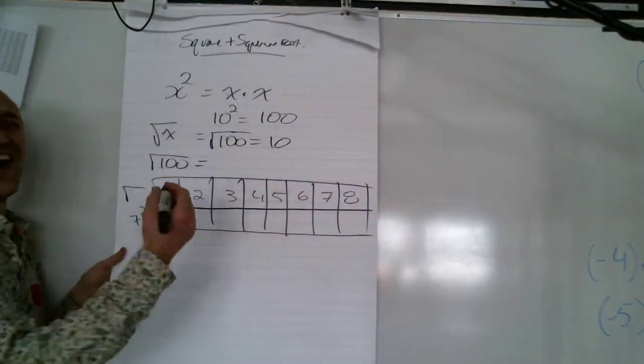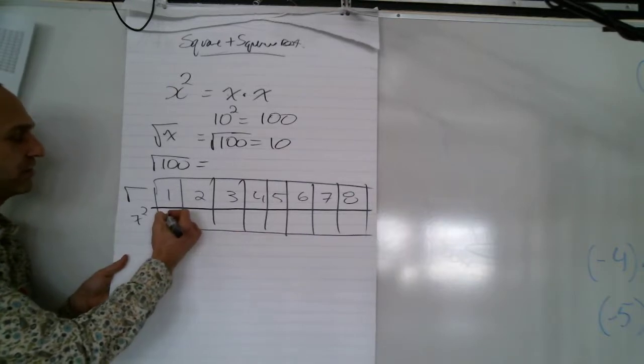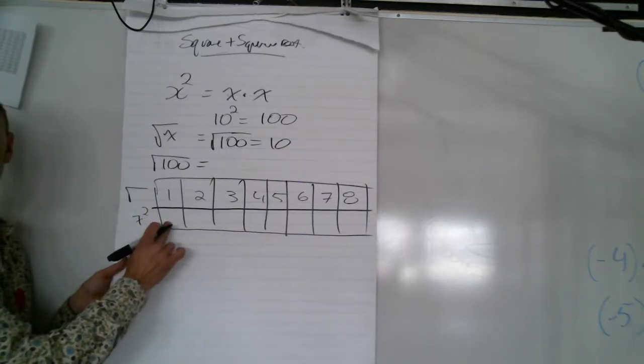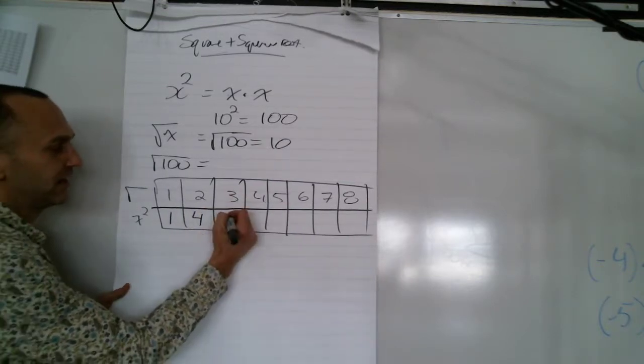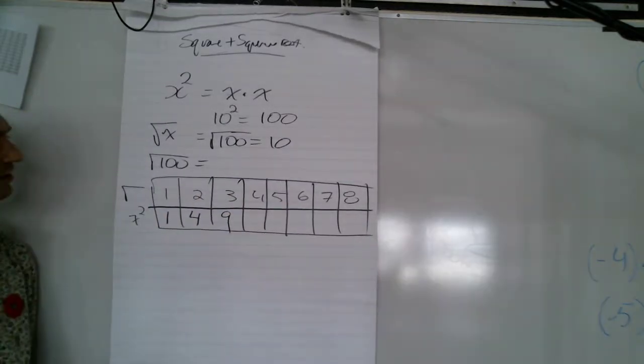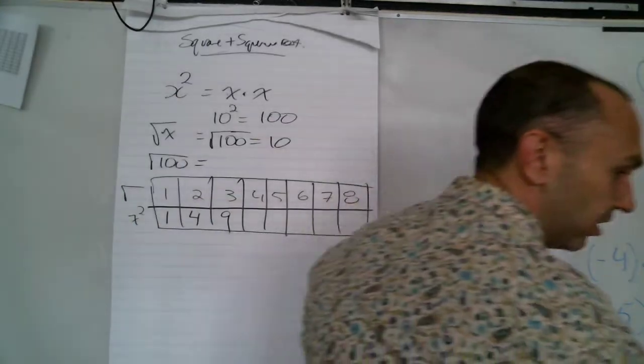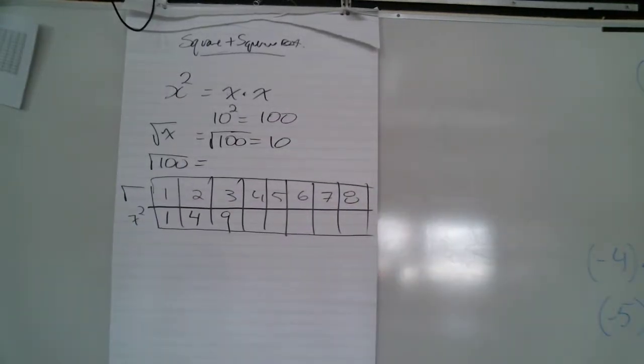Okay. All right, here we go. What is 1 squared? 1. What is 2 squared? 4. 3 squared is? 9. Why is it not 6? Because it's not 3 times 2. Why isn't it 3 times 2? Because it's squared. 3 times 3 is not 6. Okay, 3 times 3 is 9.